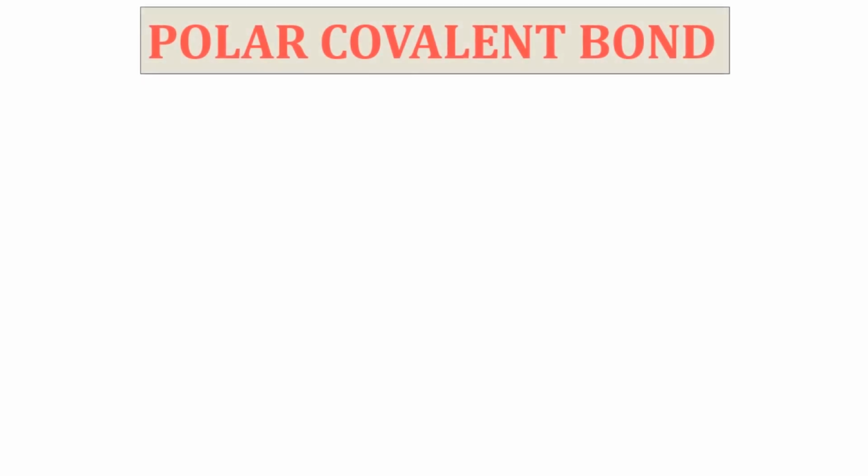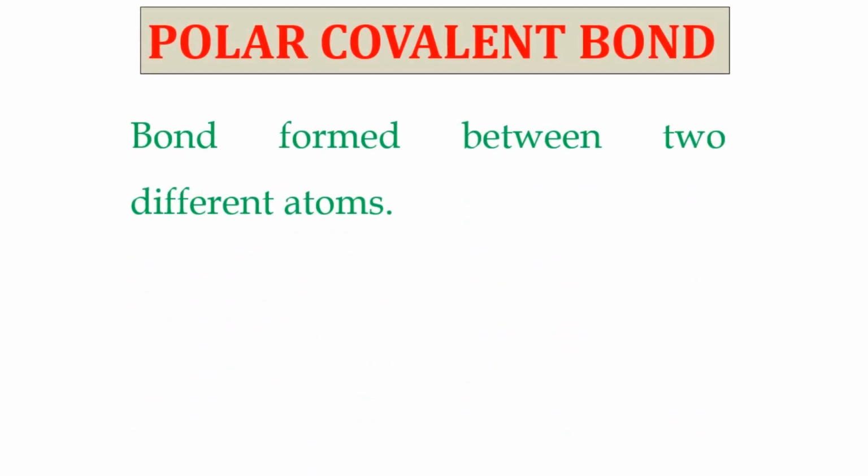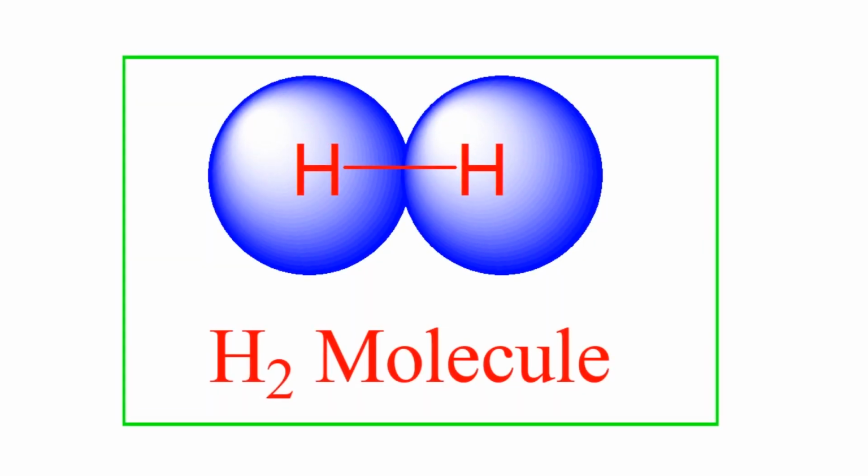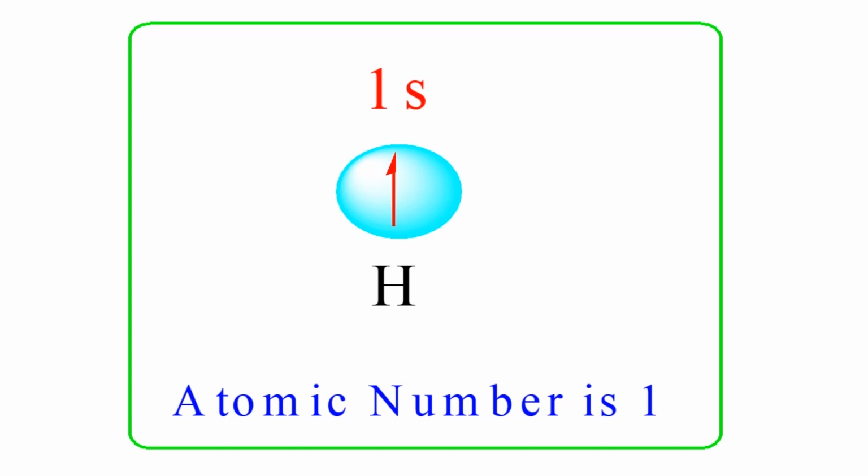Polar covalent bond. A covalent bond formed between two different atoms is known as polar covalent bond. Example: HF and HCl. Let us discuss some examples. Consider the formation of hydrogen molecule. Hydrogen atom has one electron in its valence shell and its atomic number is 1.